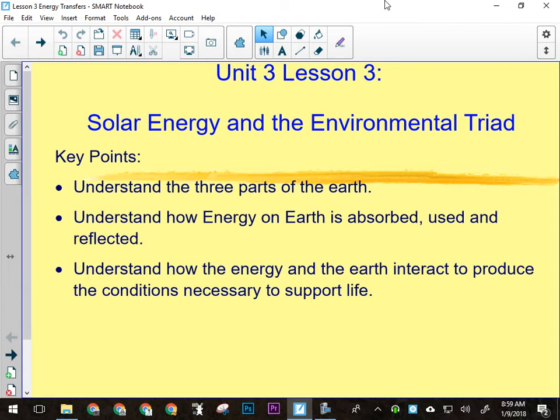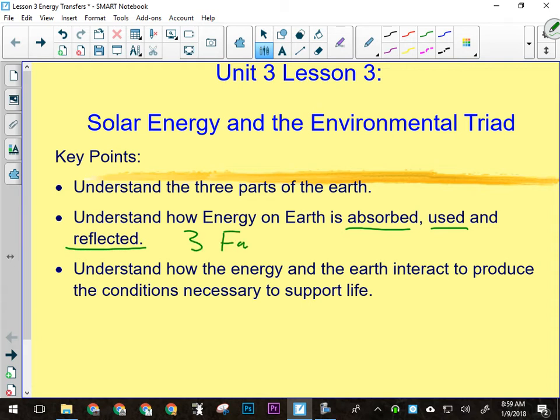If the Earth didn't do some of the things it does, there'd be a scorched line at the equator and absolutely nothing at the poles, with two temperate areas in between. So it's very important that energy is transferred from one place to another. We're also going to look at how energy on Earth is absorbed, used, and reflected. These three words are important, because these are the three fates of solar energy.